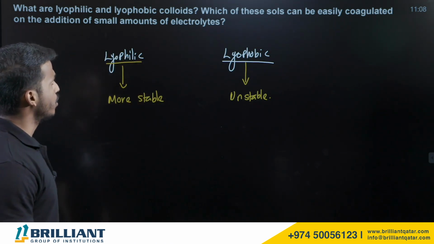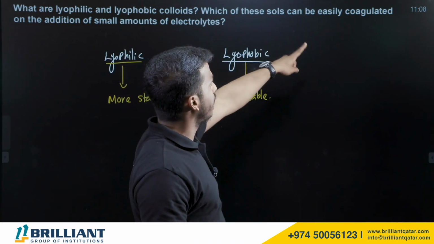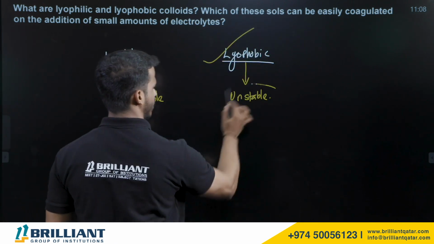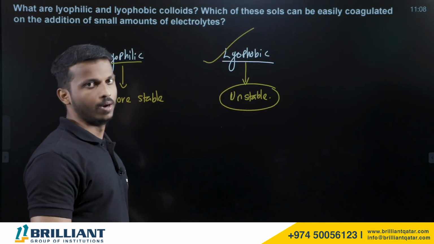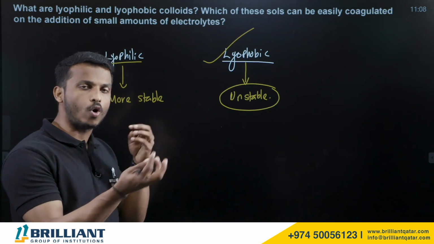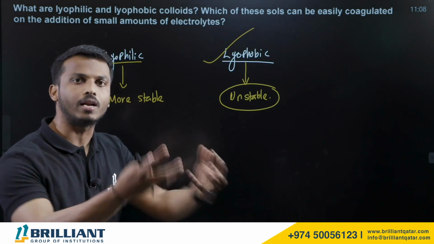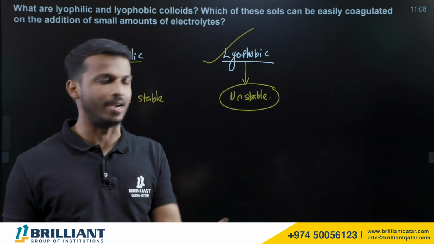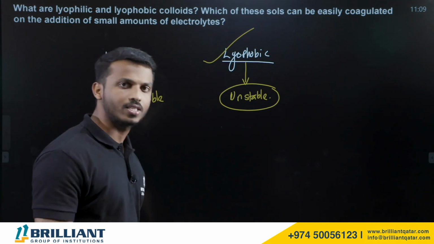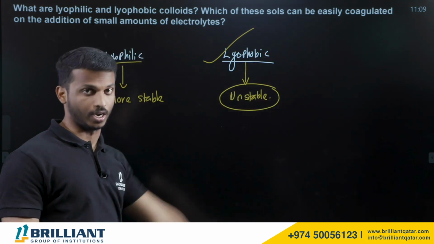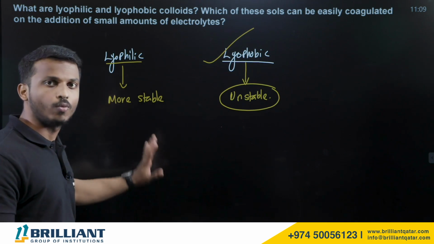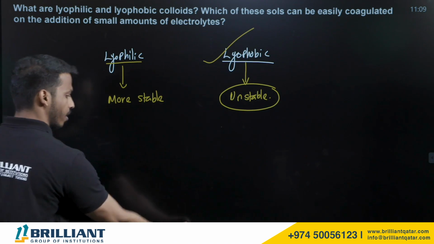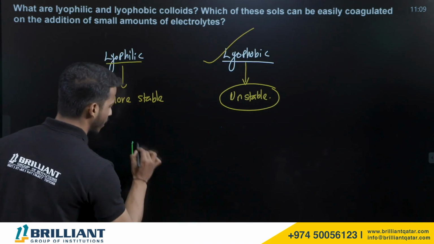Now, question: which of these colloids can be easily coagulated? The answer is lyophobic, because they are unstable. If they come in contact with an oppositely charged electrolyte, immediately they will undergo coagulation, because an unstable compound is ready to undergo something to get stability, right? So lyophobic colloids are unstable, so they are ready to undergo coagulation. Then what about lyophilic? It won't undergo coagulation faster, because it is a little stable. You have studied the principle regarding this concept, that's called protective colloids.